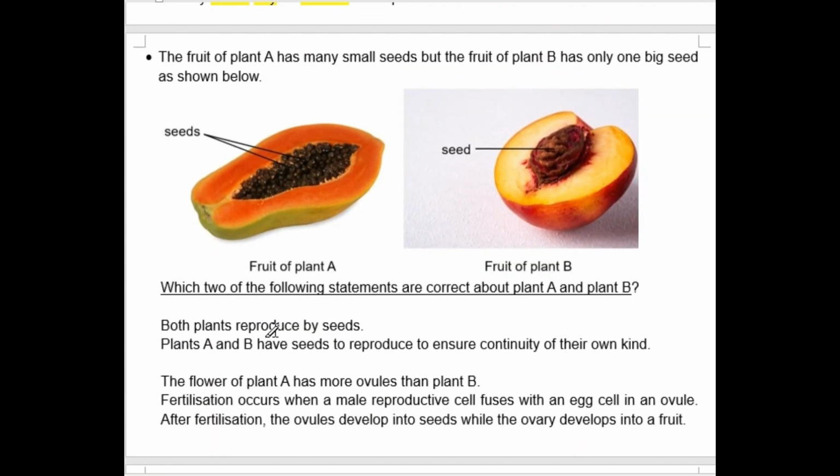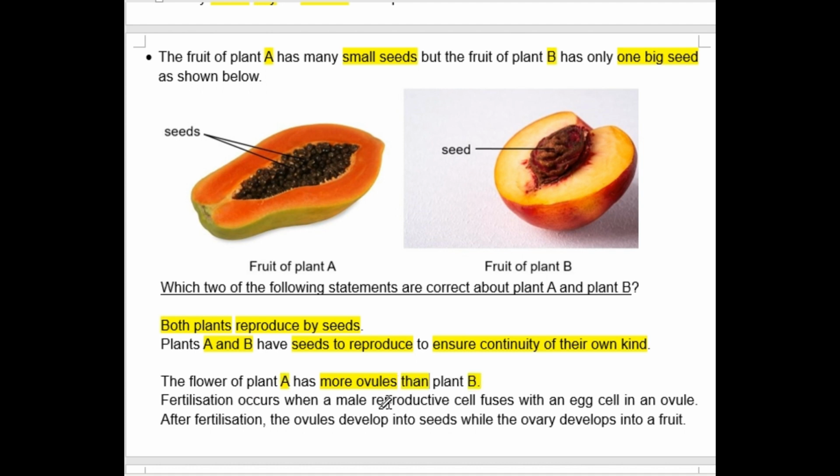The fruit of plant A has many small seeds, but the fruit of plant B has only one big seed, as shown below. Which two of the following statements are correct about plant A and plant B? Both plants reproduce by seeds. Plants A and B have seeds to reproduce to ensure continuity of their own kind. The flower of plant A has more ovules than plant B.